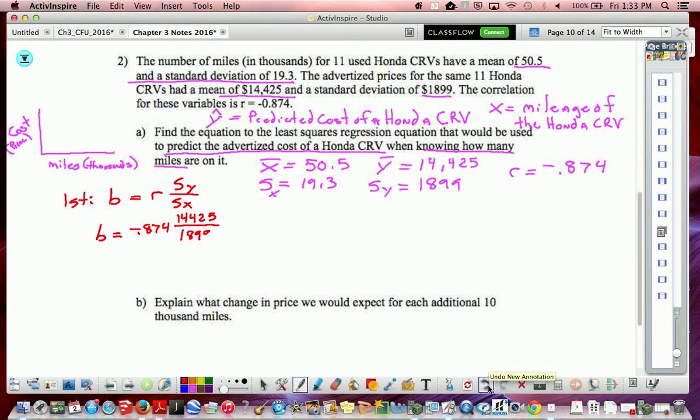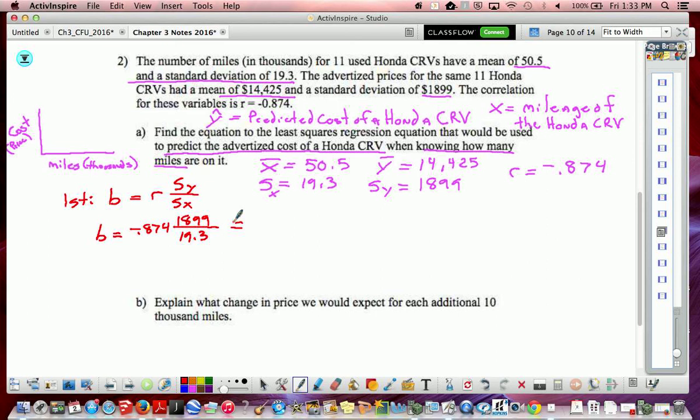My apologies. Let's do this. I'm picking the wrong values. I've got to pick standard deviation. Standard deviation of Y is 1899. Standard deviation of X is 19.3. Glad I caught that now. So R, standard deviation of Y, standard deviation of X.